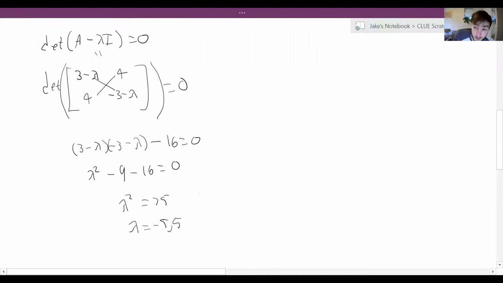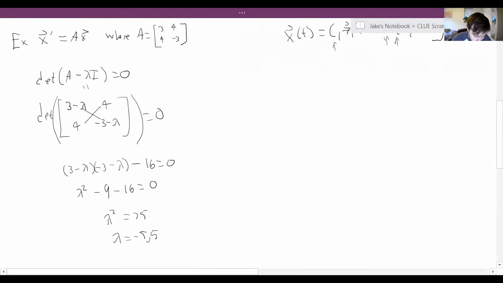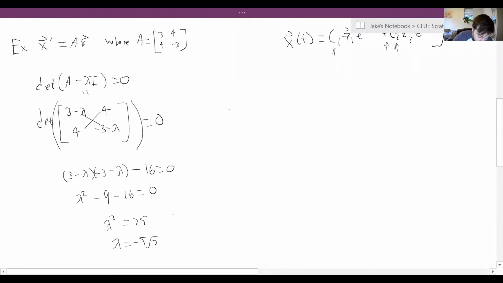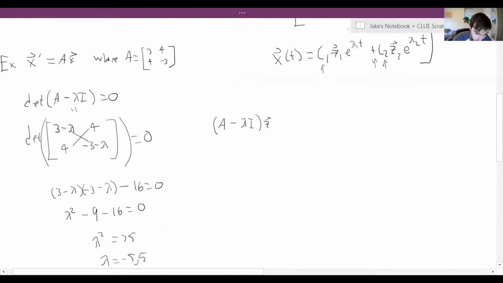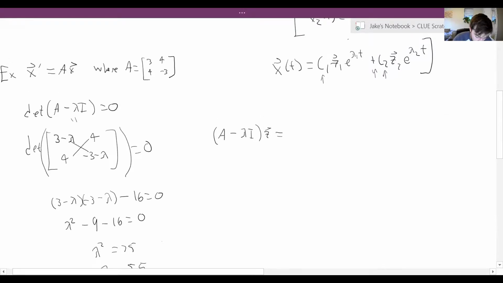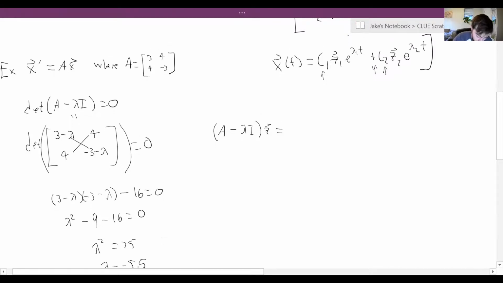So now that we've got our lambdas, now we can really get into it, because now what we want to find are eigenvectors, right? So remember, the way we find eigenvectors is we literally take A minus one of our lambdas. We multiply it times a vector, and basically we want to see when that equals, oh my gosh, when that equals, well, here, let's just do it.